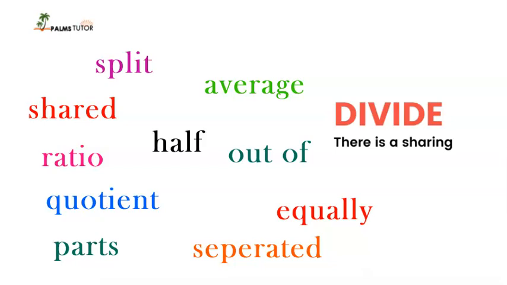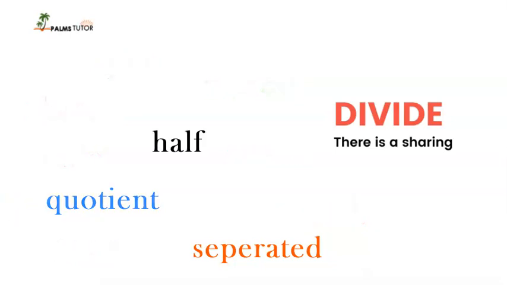And why? Because these words mean there is a sharing somewhere. There is something breaking. Divide means to break, to split, to share. So all of these words and some others mean there is a sharing, right? So let's see some examples.